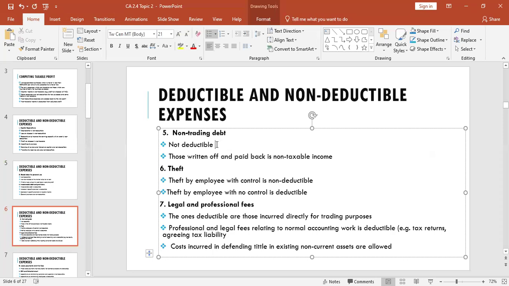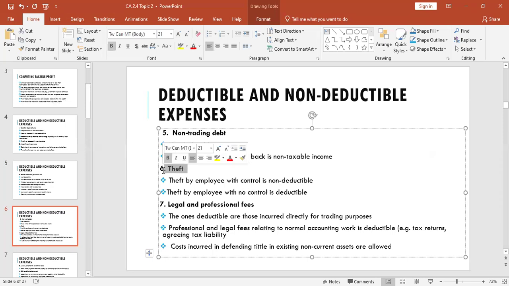ZRA says this amount is not deductible, but those debts that were written off, so maybe we think the customer won't pay us back the money, then we write it off, and then subsequently the amount is paid back. That amount is not taxable income. So what we have to do, we have to deduct it from the net profit so that we can arrive at the taxable profit. Then six, theft.